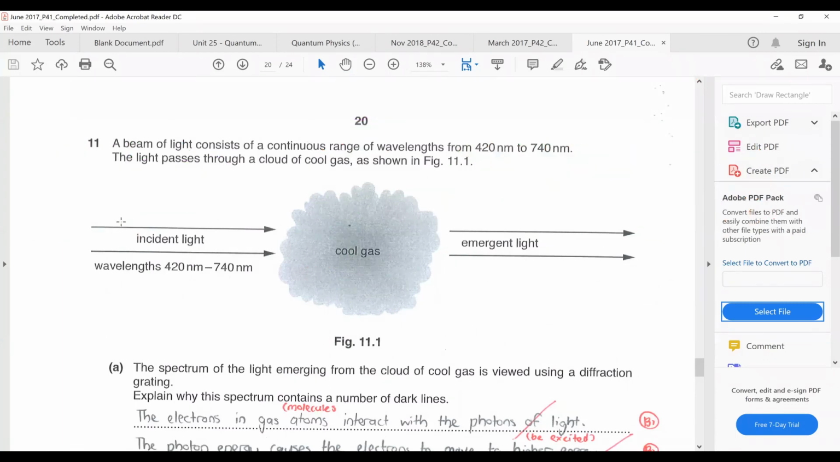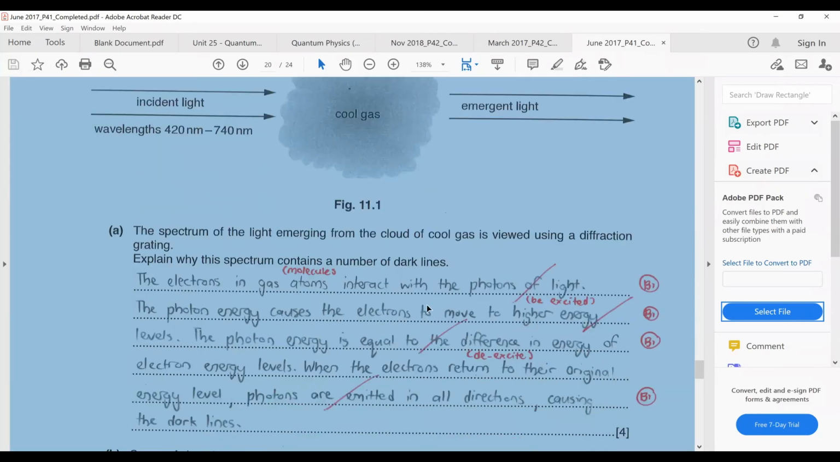Okay. Now you have a beam of light that consists of continuous range of wavelengths from 420 nanometer to 740 nanometer. The light passes through a cloud of cool gas as shown in figure 11.1. The spectrum of light emerging from the cloud of cool gas is viewed using a diffraction grating. Explain why the spectrum contains a number of dark lines.